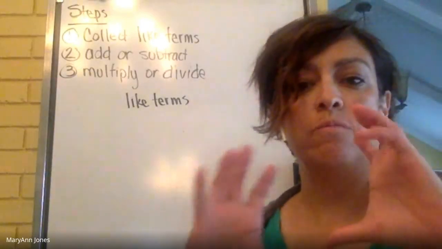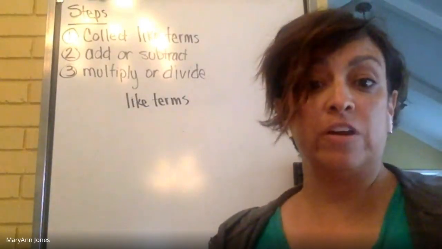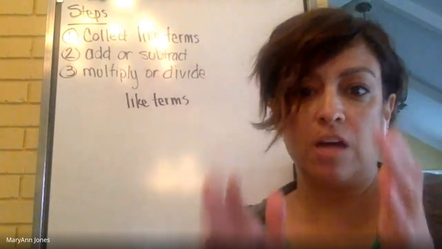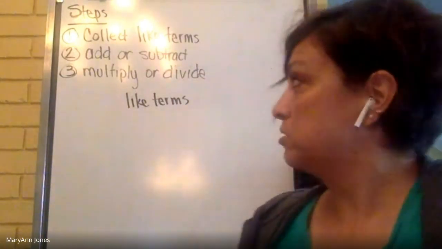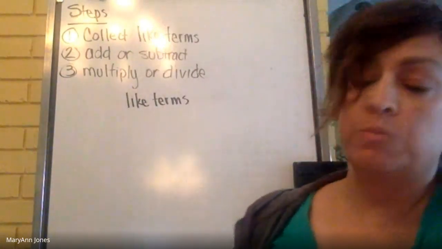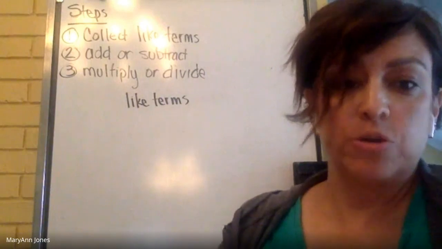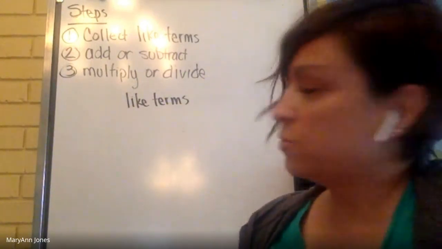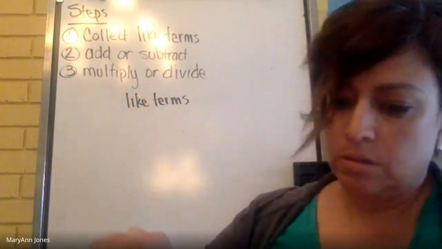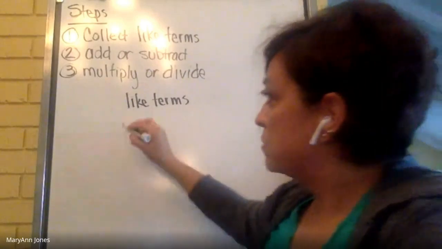Terms that have the same variable. And if they don't have a variable, then they're just constants, right? Just plain old numbers. After we collect the like terms, we're going to add or subtract, and then we're going to multiply or divide. So let's take a look at some like terms.